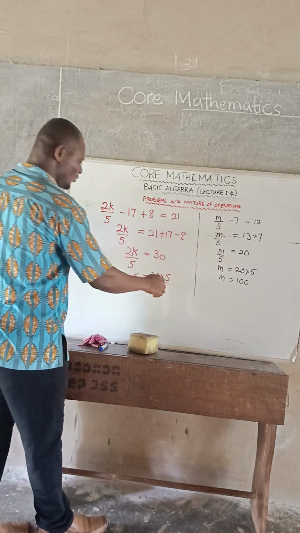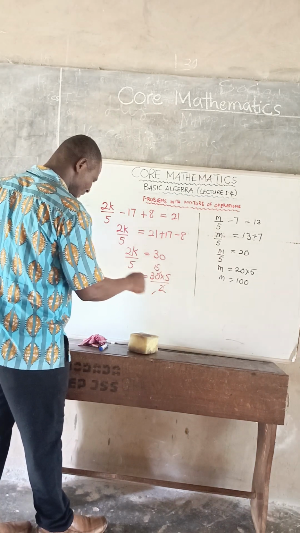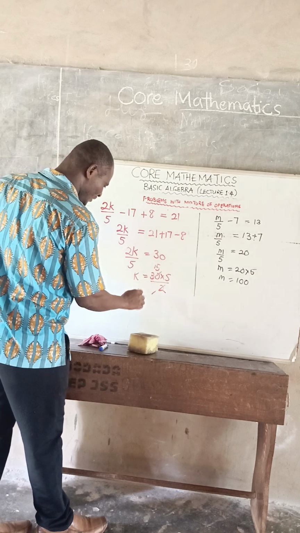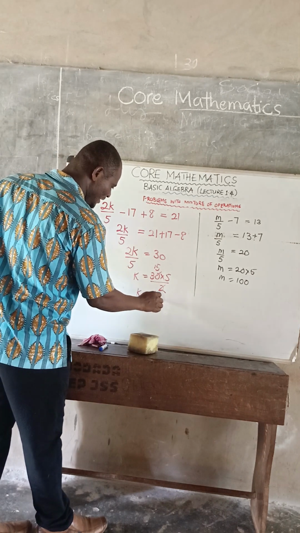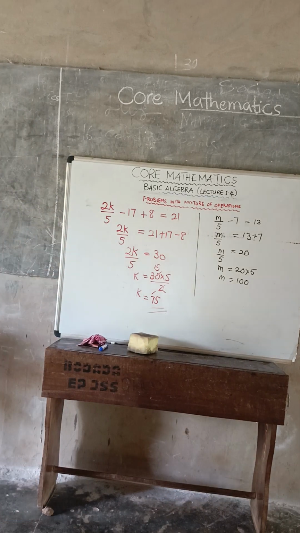So, if you do that and you can do your cancellation, 15 times 5, 75, right? And you have solved them.